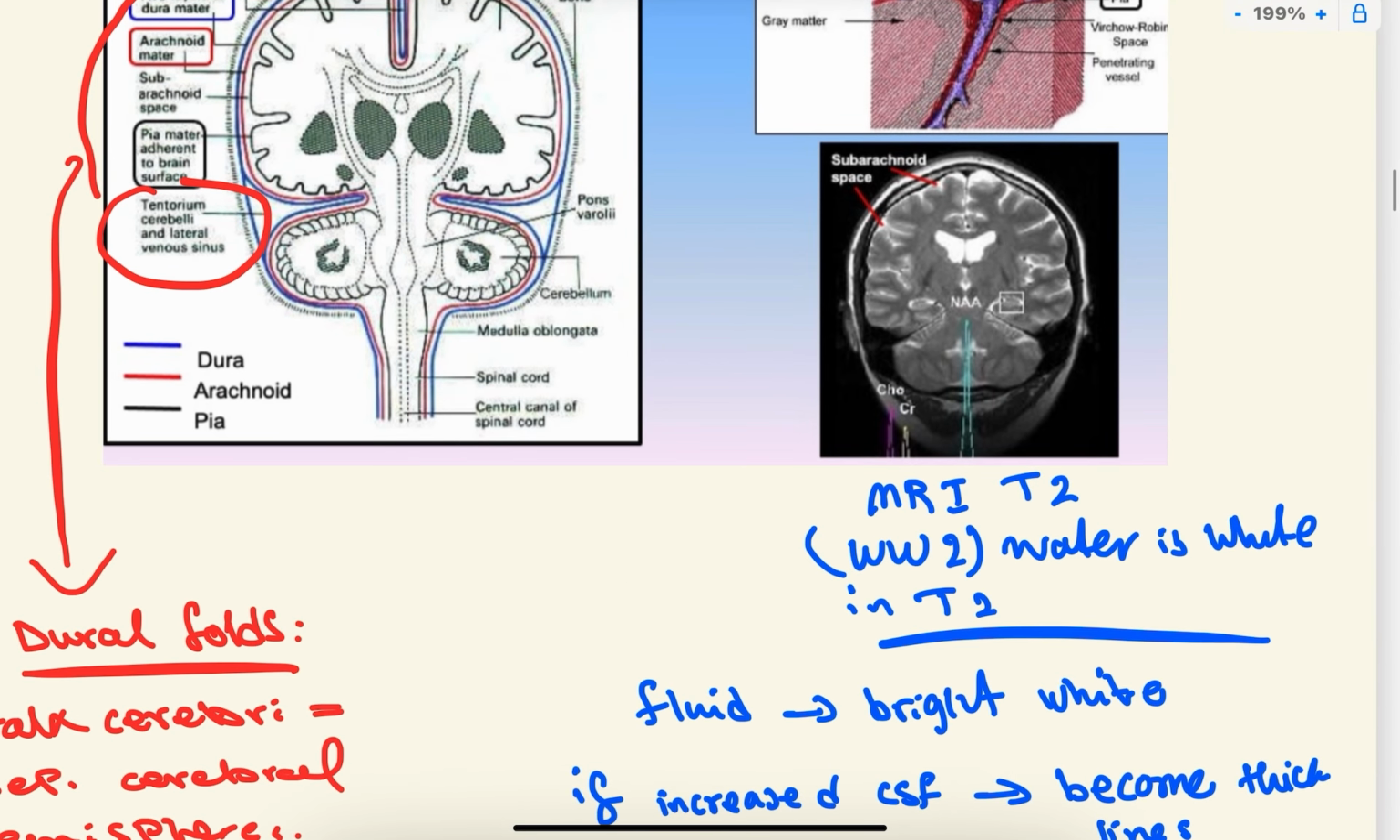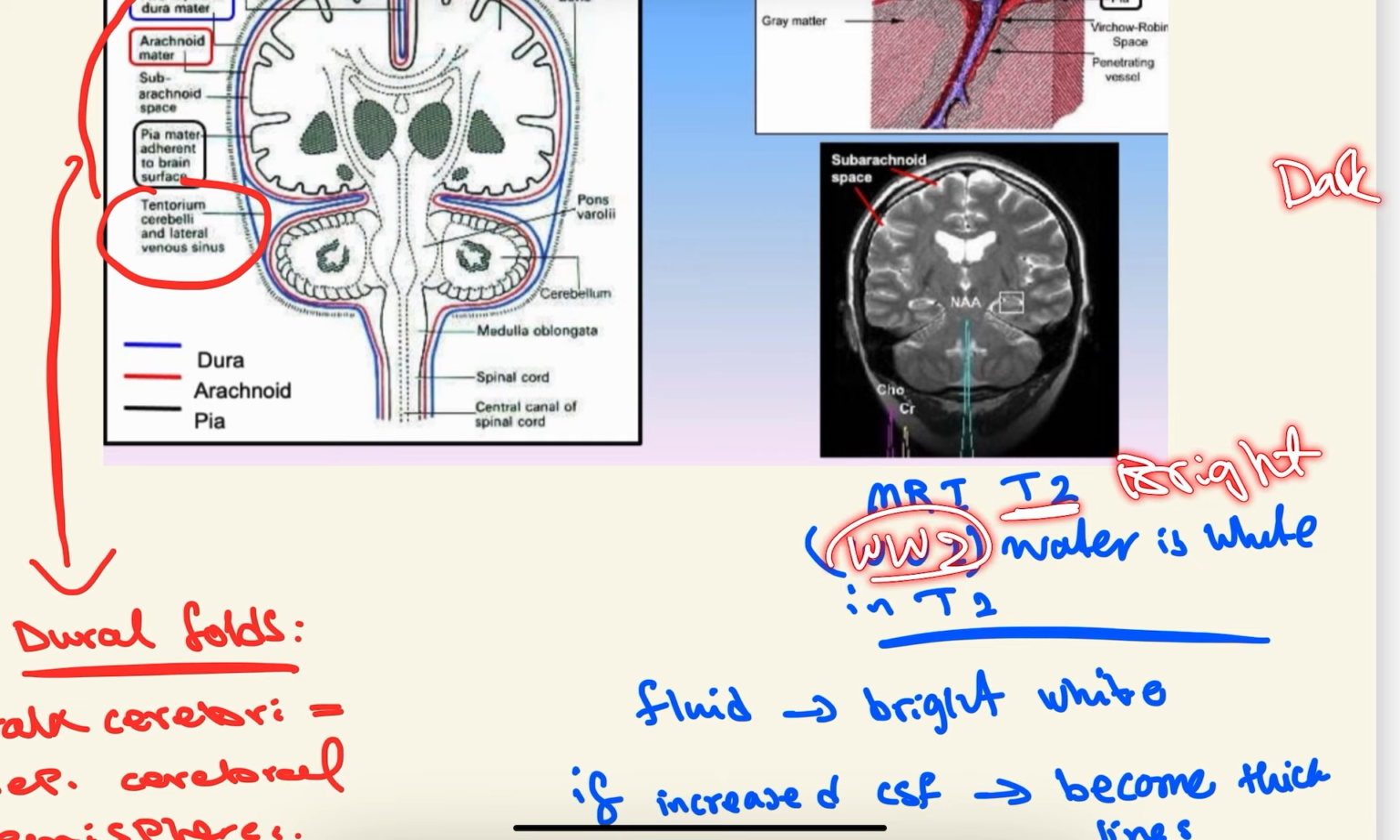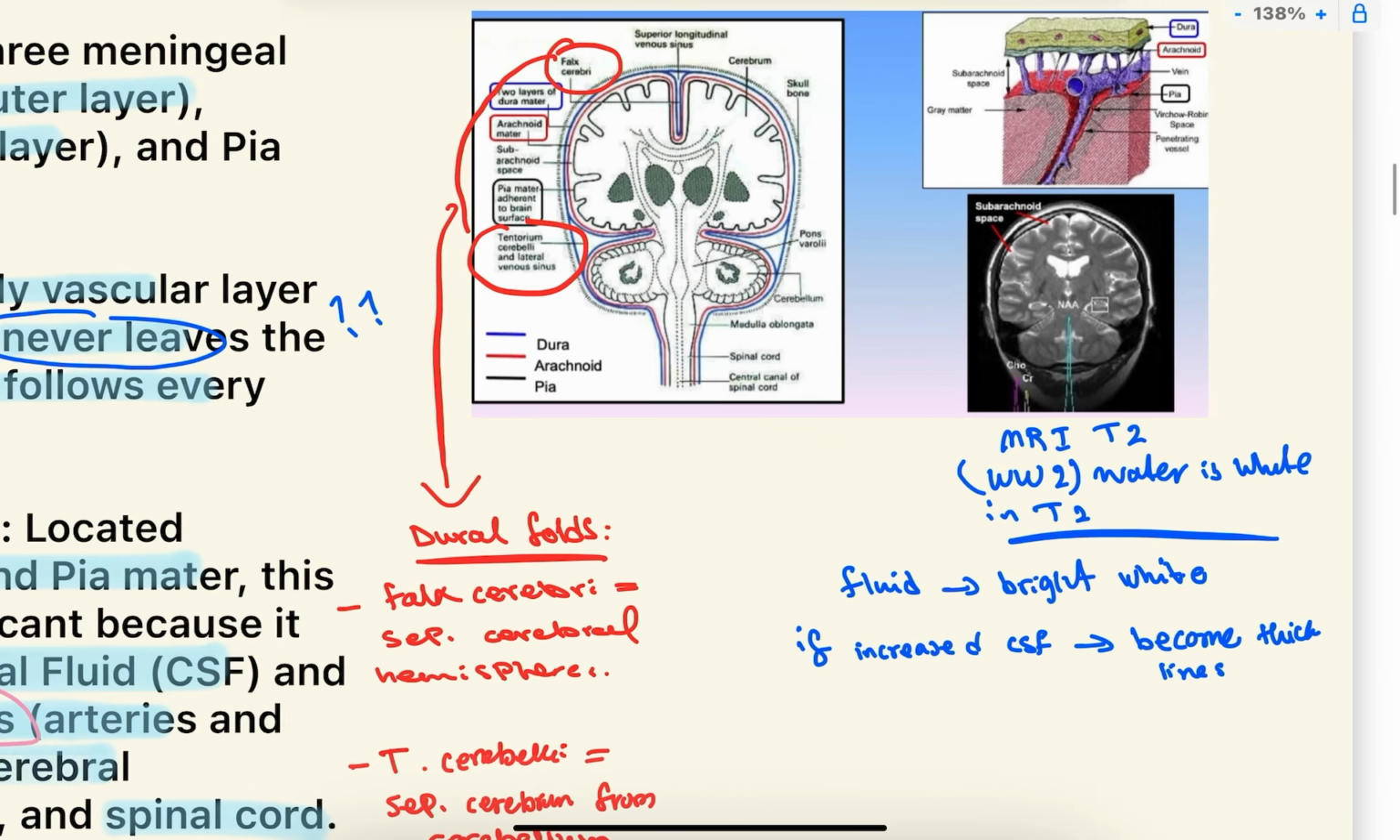Now, if I take a look at an MRI, how would I know that an MRI is T1 or T2? If it's T1, it's going to appear dark. If it's T2, it's going to appear bright. How would I memorize this? WW2. So water is white. So what can I see here? White. This is white. This is white. So it's going to be white.